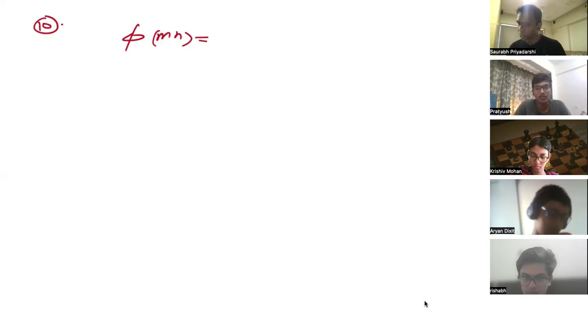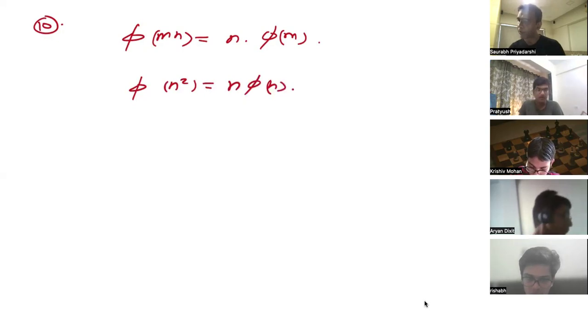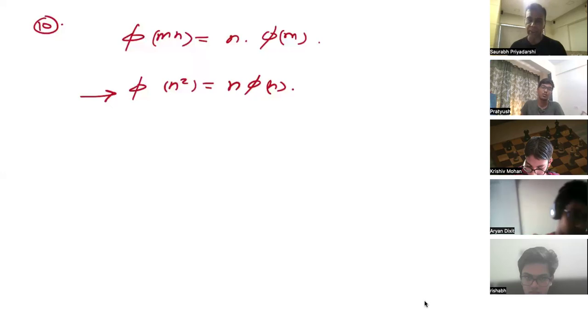You'll get this. Question number 10. I'm writing this question. If every prime that divides n also divides m, establish that phi of mn is equal to n into phi n. In particular, phi of n square is equal to n into phi n for every positive integer n. So we have to prove this, right?